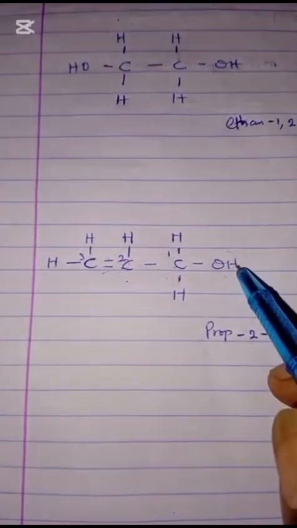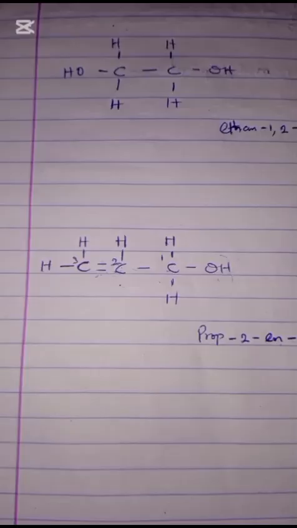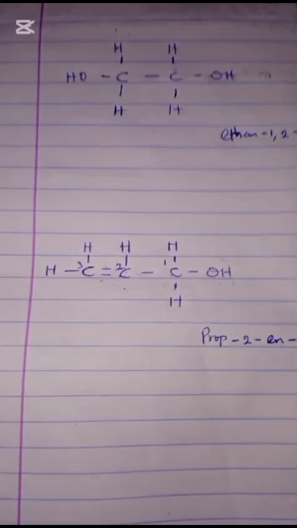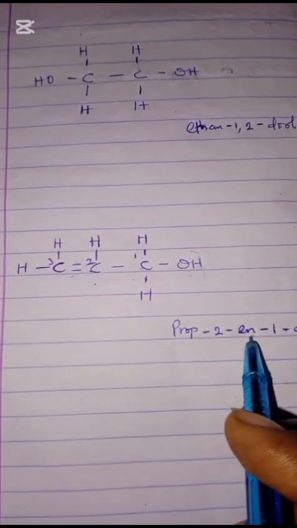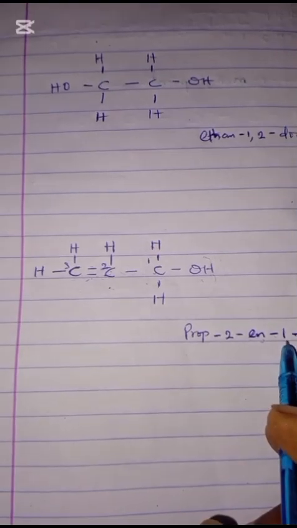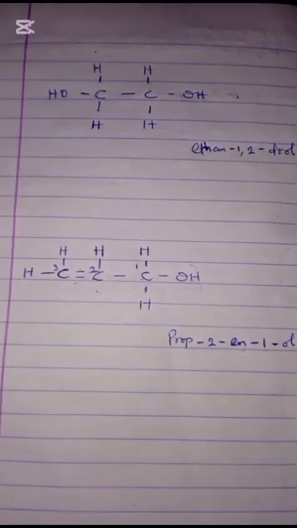Then the OH is attached to carbon 1. That gives you 1-ol. On that note, we have prop-2-en-1-ol. And that is the IUPAC name of this compound.